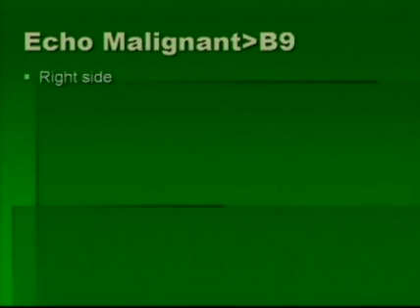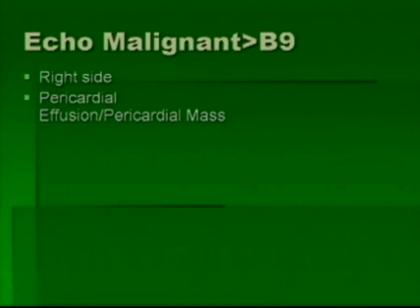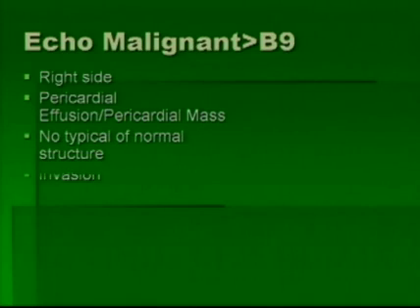Right-sided location tends to mark malignancy. Not always the case, but that is one of the things that we can use, and that's mostly for metastasis. Pericardial effusion and pericardial mass for exactly the same reason. There are exceptions as we've gone over, but again, if it's in the pericardium, we have to suspect that malignancy is what it is. If it does not look typical of a normal structure, that's rather obvious.